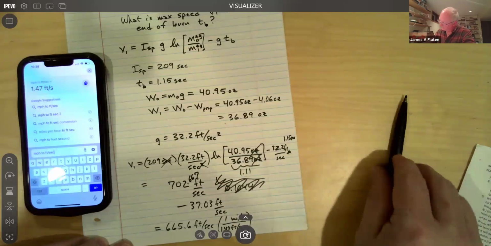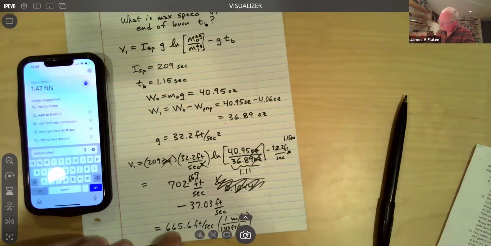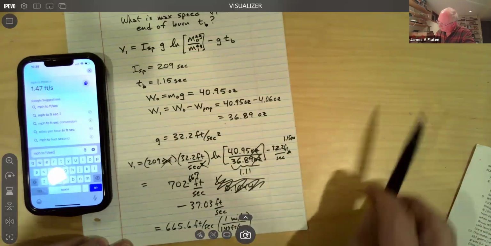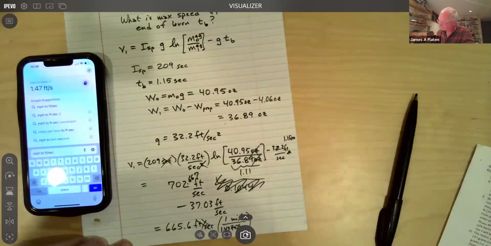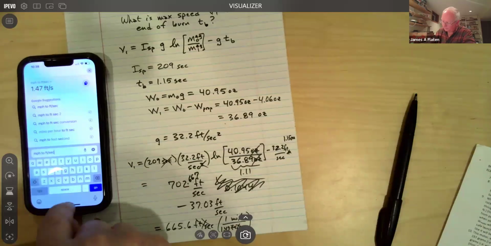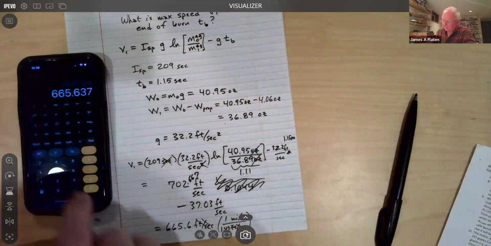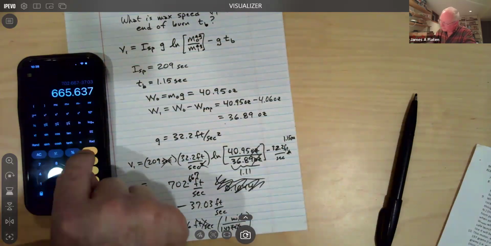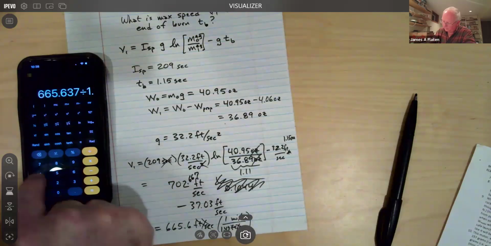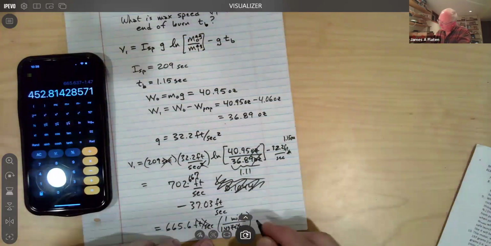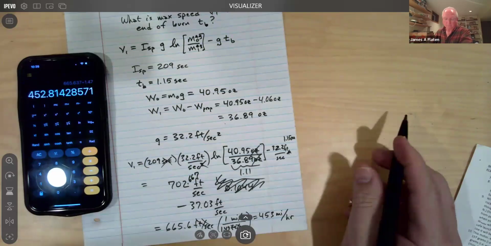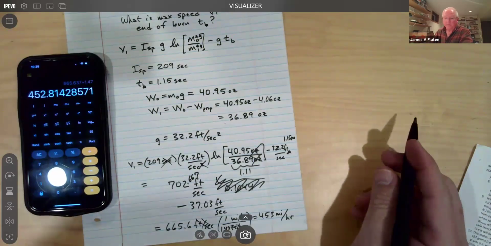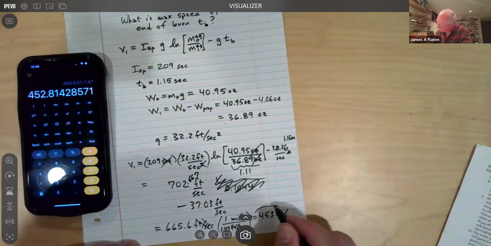Fair enough. So if that's the case, I just have to take 665.6 feet per second, cancel the feet per second here, and I'll end up with some number of miles per hour. So 665.6 divided by 1.47 equals 453 miles per hour. Very good. That's my final answer.